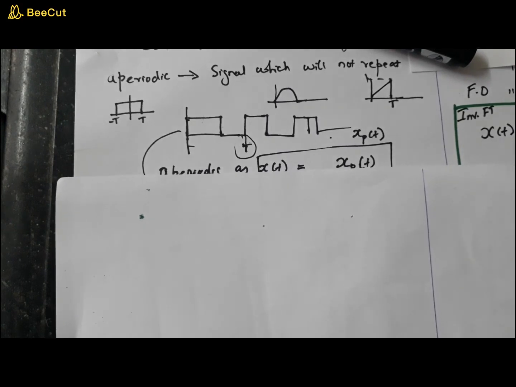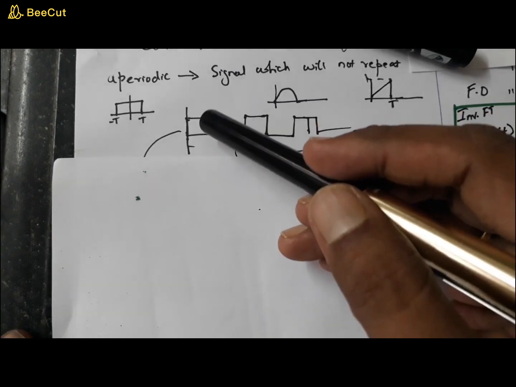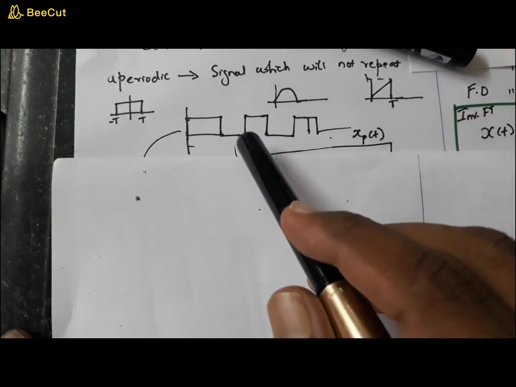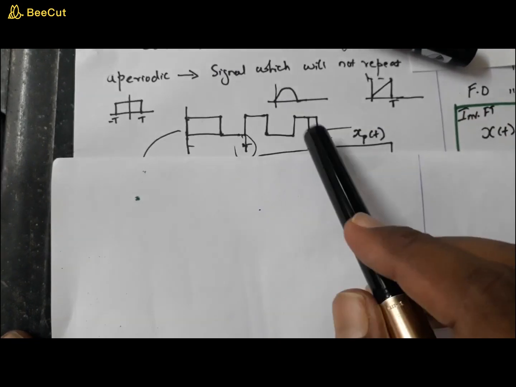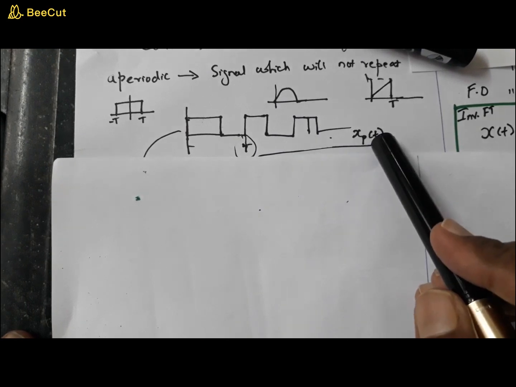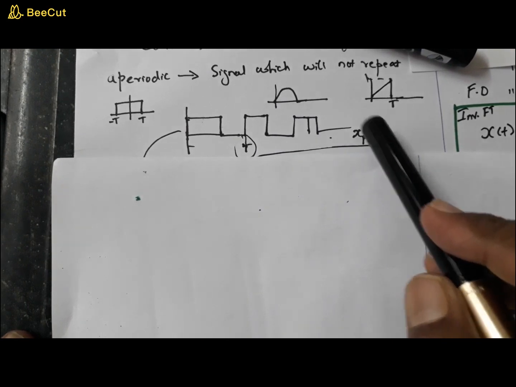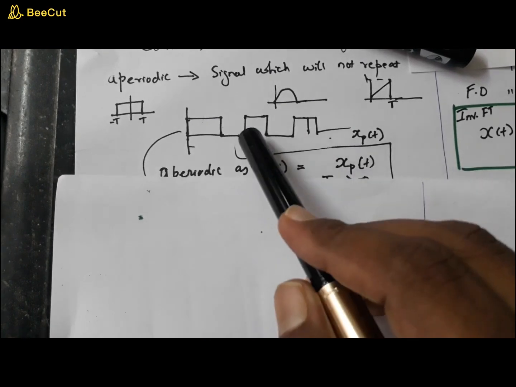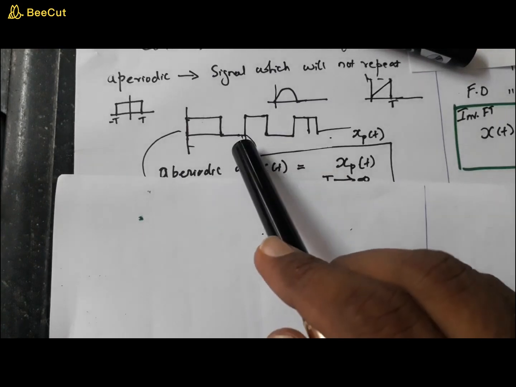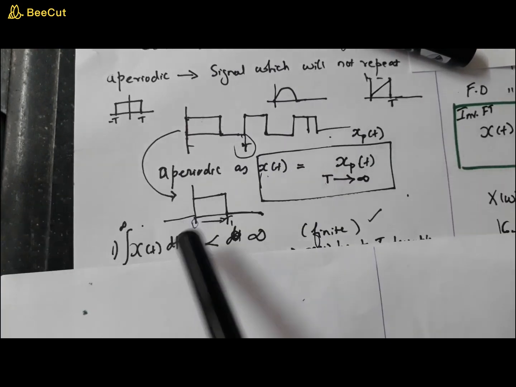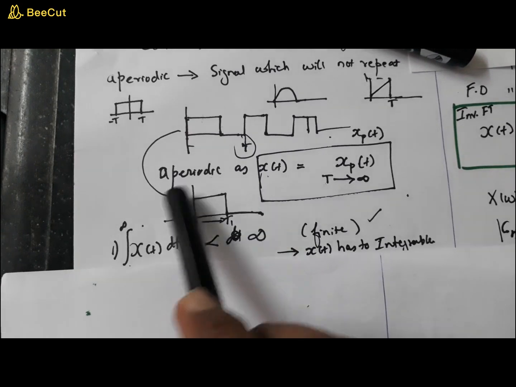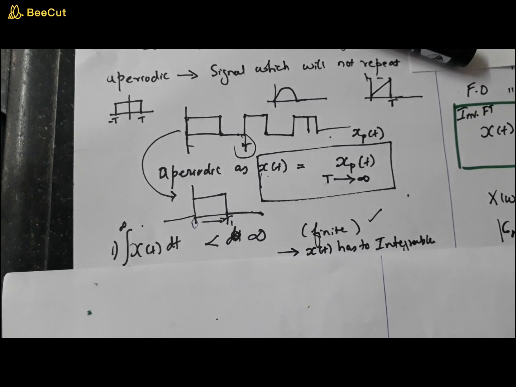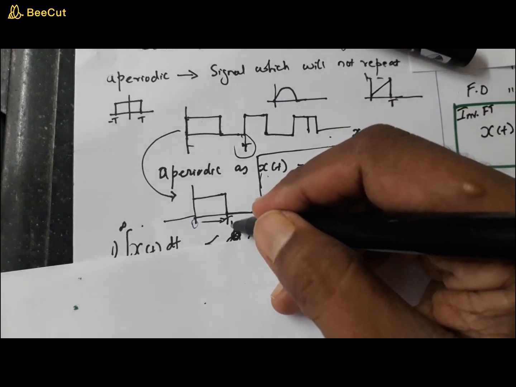Now there is a relationship existing between the periodic signal and the aperiodic signal. Say consider this as a periodic signal. Just consider these are equidistant. So this is T, that means the signal repeats at every T. Call this xp of t. Now, can you convert this into an aperiodic signal? Of course. If this T is extended to infinity, the signal looks like this. That means this is going to be a rectangular pulse.